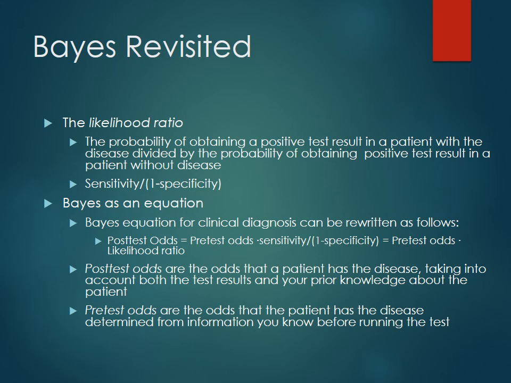So post-test odds are the odds that a patient has the disease, taking into account both the test results and your prior knowledge about the patient, and the pre-test odds are the ones determined by the information you know before running the test. You calculate that by doing your pre-test odds times your likelihood ratio, which also equals your pre-test odds times your sensitivity divided by 1 minus specificity. This is how you get your post-test odds, which tell you that if you get a positive result, this is the likelihood that your patient really has the disease state.